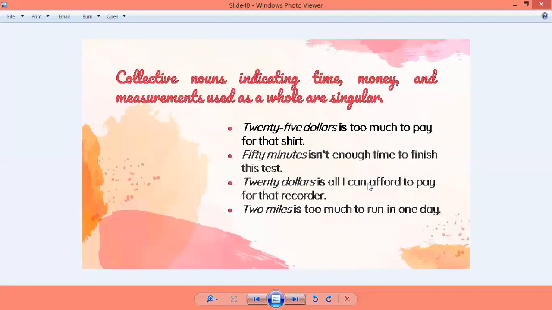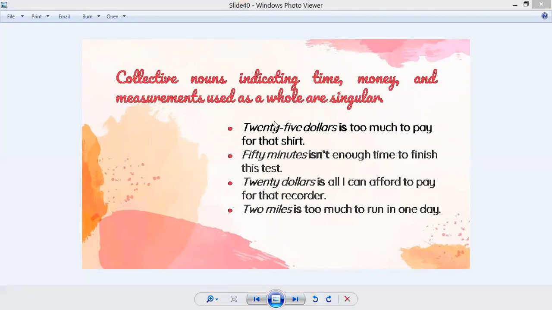Now there are different types of collective nouns, right? Any collective noun which is indicating time, money or measurement is used again as singular. कोई भी collective noun जो time indicate करता है, पैसा indicate करता है या फिर कोई भी measurement, तो उसको भी singular count करेंगे. कैसे? $25, it is showing money, right? It is showing a measurement. कितने dollars? तो $25. Again it is a collective noun, right? And hence हम लोग क्या use करेंगे? Singular. $25 is too much to pay for that shirt.